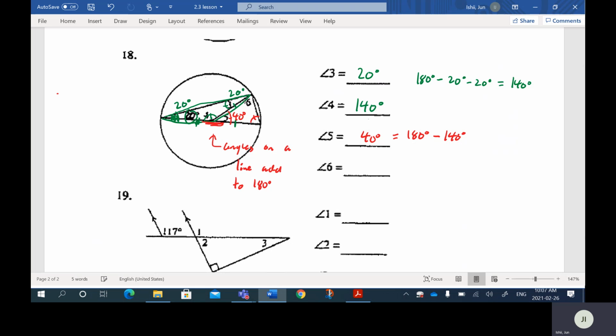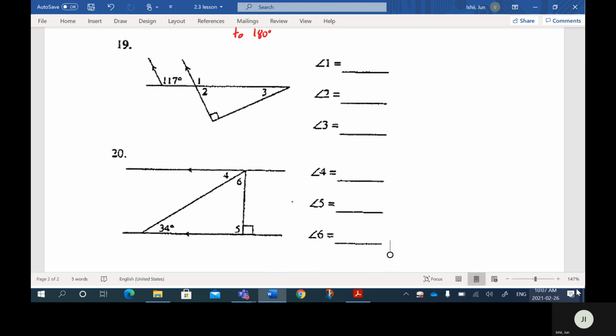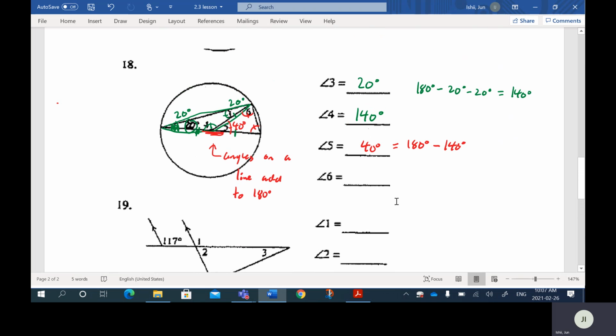And again, we have another isosceles triangle, so angle 6 and this angle are equal. If I take 180 minus the 40, I get 140 degrees left. I'm going to divide that by 2 because those two angles are equal, and I get 70 degrees. So that angle 6 there must be 70 degrees. This isn't the clearest of pictures, I'm aware, but hopefully you get the idea.